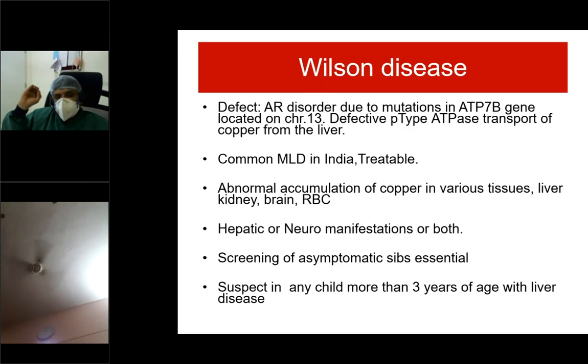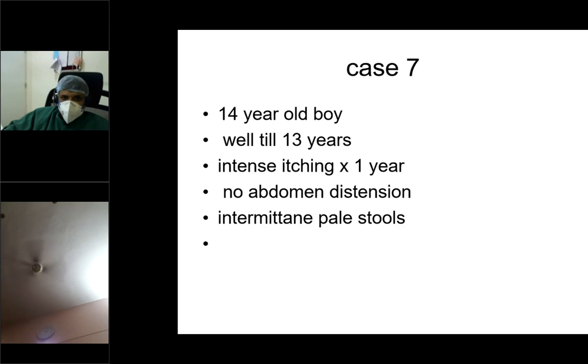And suspect Wilson disease in a child more than 3 years of age presenting with metabolic liver disease. And this 14-year-old boy was well till 13 years of age, but this boy had only intense itching for almost a few months. There was no abdominal distension and he had intermittent pale stools.